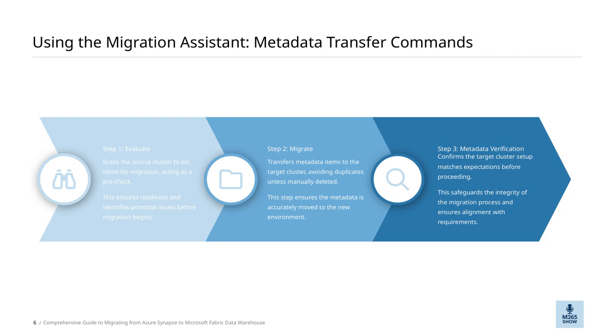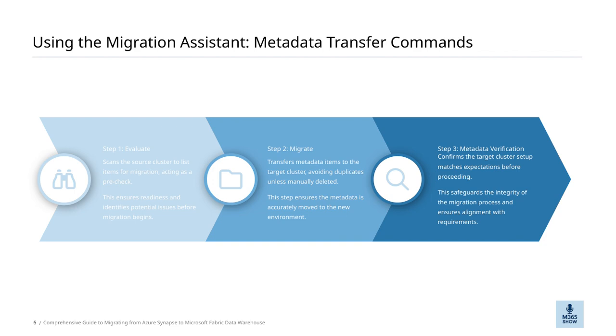This step is crucial because it helps us safeguard the integrity of the entire migration process. By ensuring that everything aligns properly, we avoid potential issues down the line and make sure the migration meets all our requirements. Next, we have step 2, which is about migrating the metadata.